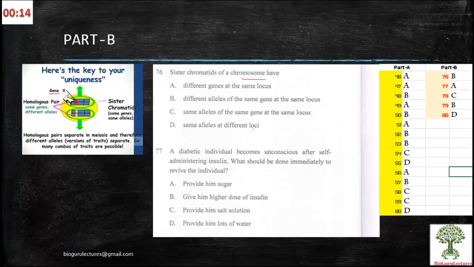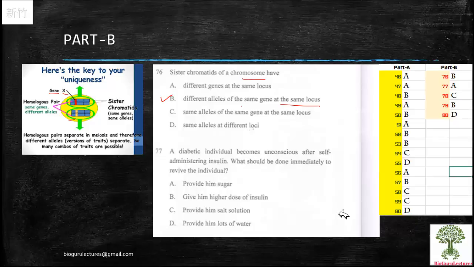See here gene X, which has different alleles. The same genes are there, but different alleles are seen here. Hence, different alleles and same genes at the same locus. Locus refers to the same position as well. Whereas the other options are false.